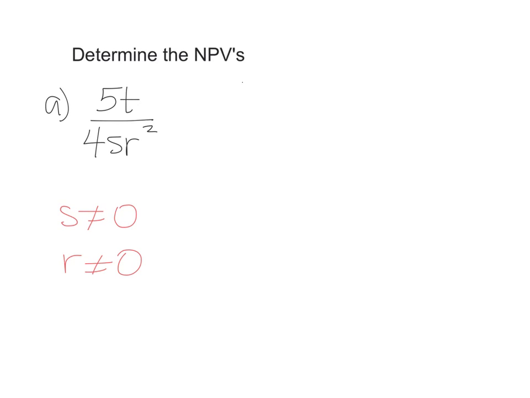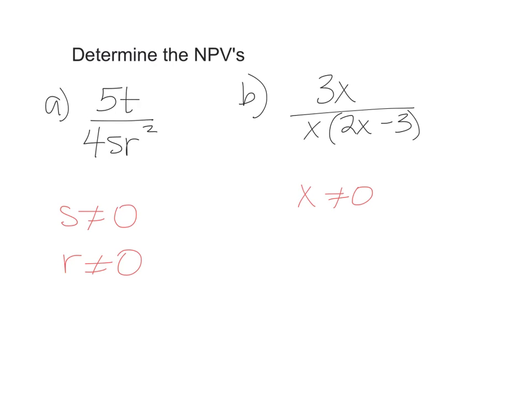So here's another one. 3x over x times 2x minus 3. What are the non-permissible values? What are the values of x in this case, because this one just has x's, that will make the denominator equal to 0? 0. X cannot equal 0. Because then the whole denominator is 0, right? Because it's 0 multiplied by something. What else could x not equal?